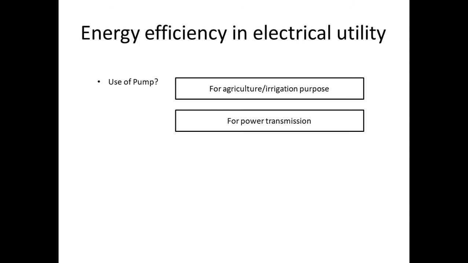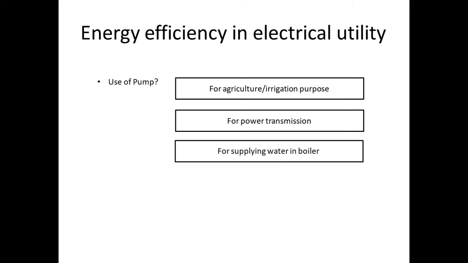Devices are available which are used for the transmission of power through water, such as the ram, plunger, and screw jack. Some hydraulic screw jacks are also available, which are used for the maintenance of automobiles or other heavy loads. So power transmission is an application of pumps.